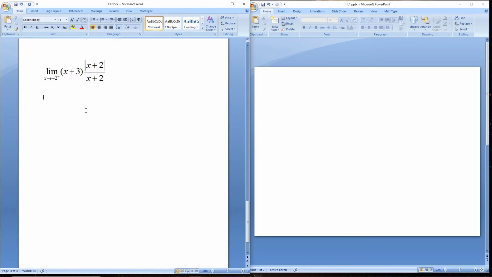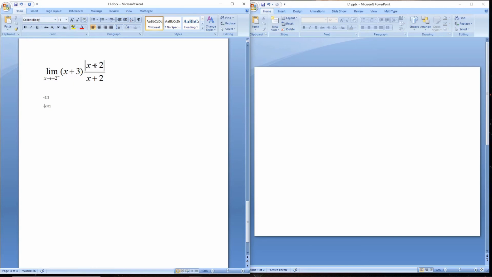So that means we're going to be dealing with numbers like minus 2.1, minus 2.01. We're approaching minus 2 from the left. And if we plug these numbers into the absolute value, then notice this will always be negative. So minus 2.1 plus 2 will be a minus 0.1. So as we approach minus 2 from the left, x plus 2 is always negative.